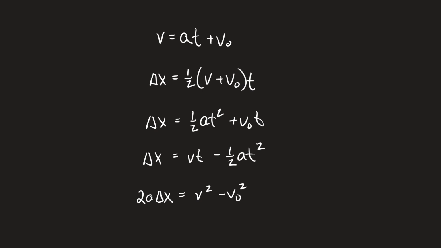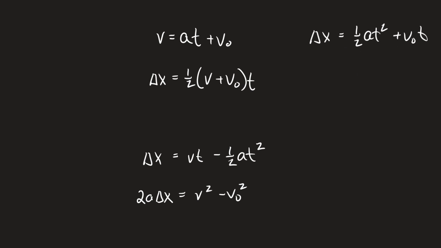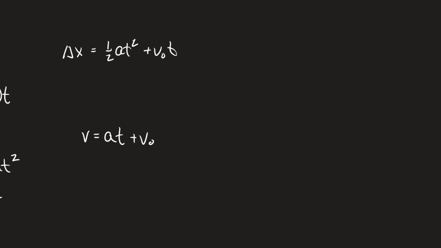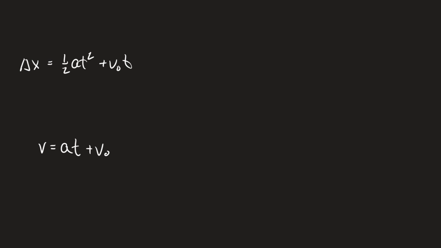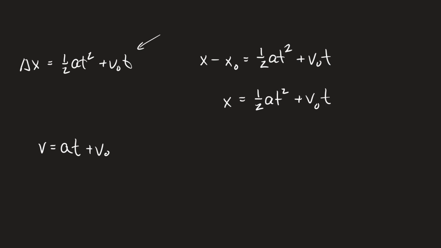I want to take a look at just this and this for a minute. First, let's rewrite this as x minus x naught equals 1/2 at squared plus v naught times t. And now let's solve this for position. This is a position function, and like any position function, if I take its derivative, I should get a velocity function.